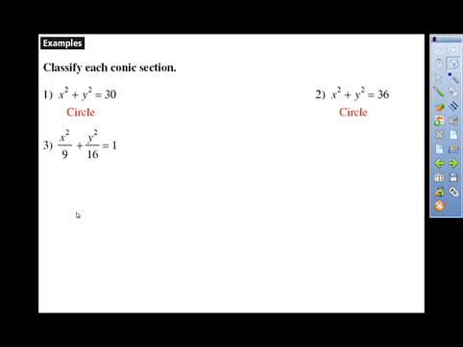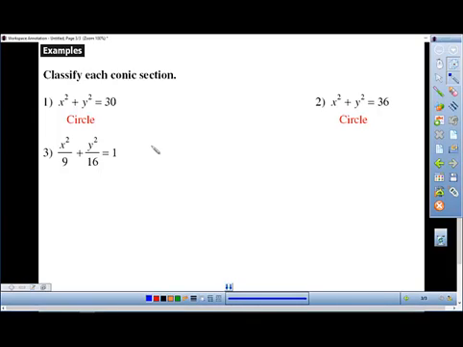All right, how'd you do? Okay, so let's look at this one. A little bit different. So why don't you turn to your cat right now and ask him if it's a parabola?